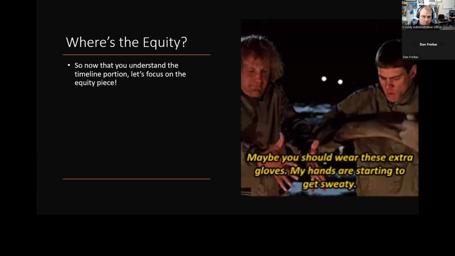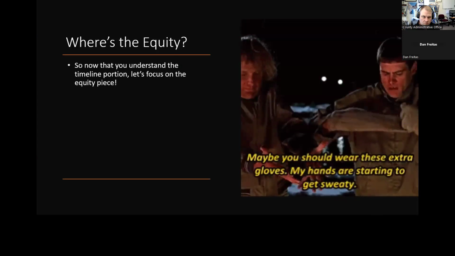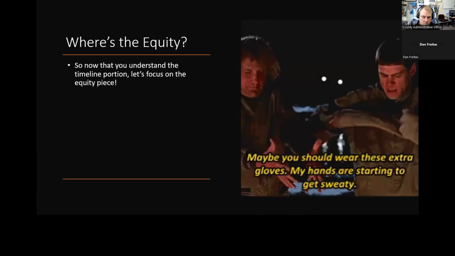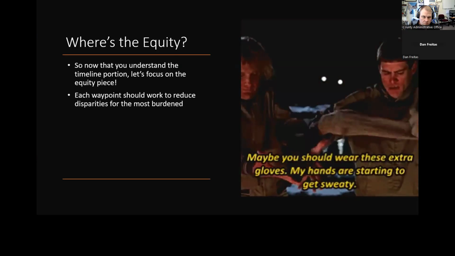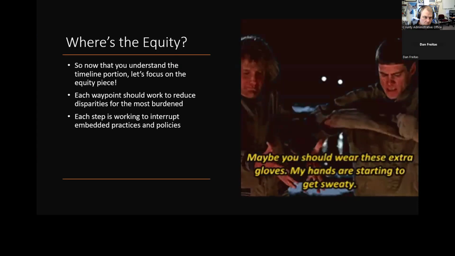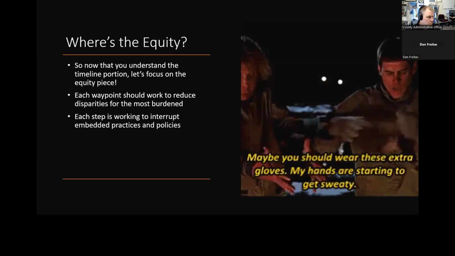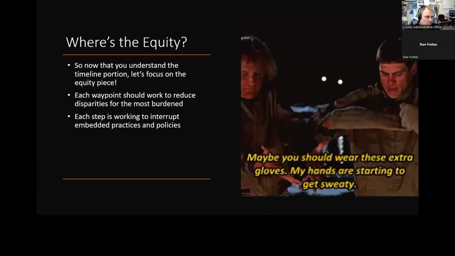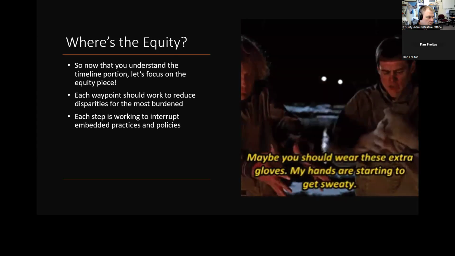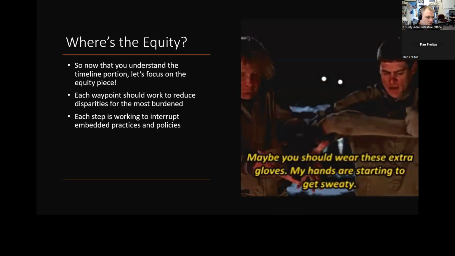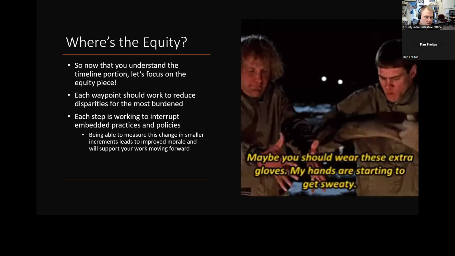But really hitting on each waypoint when you're talking about equity, each waypoint should work to chip away at the disparities, especially for the most burdened if possible. We're not going to get into the small tests of change necessarily, but it's taking a smaller portion of your project and minimizing it into a smaller test project, and seeing if it works with a smaller group. But each step is working to interrupt embedded practices and policies.